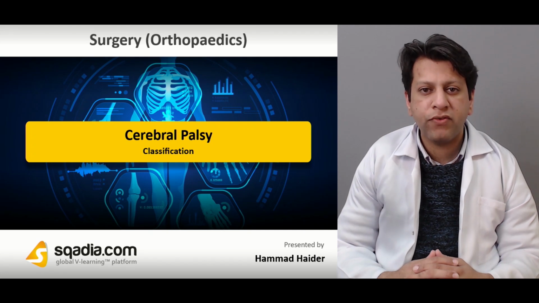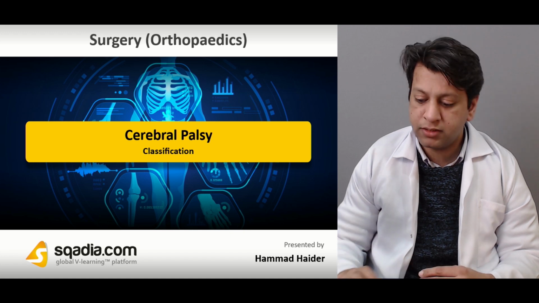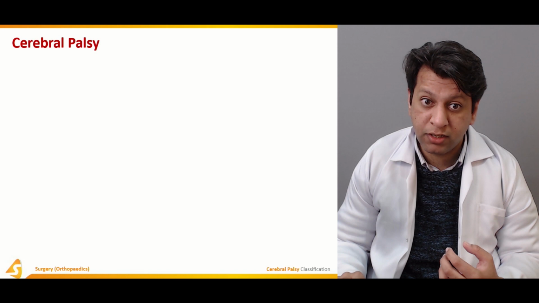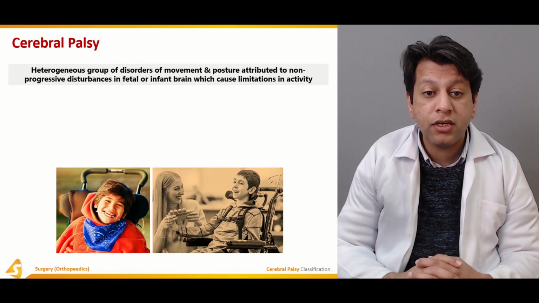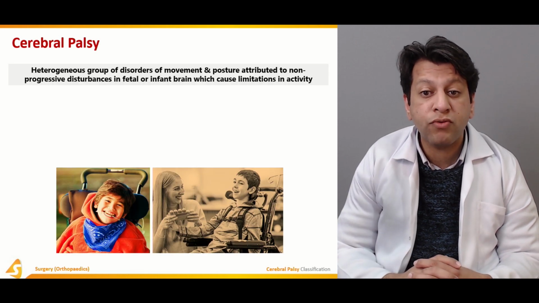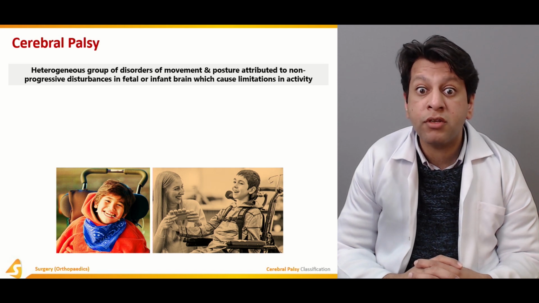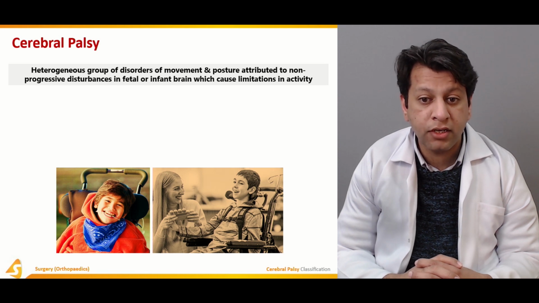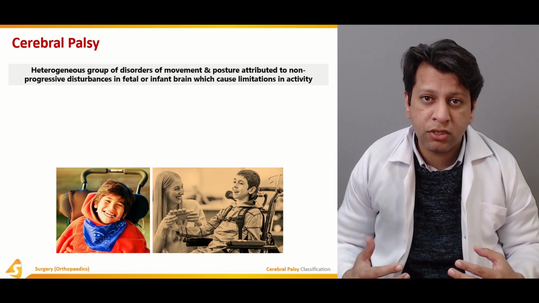Now, moving on to our first section, we'll briefly go through the classification of cerebral palsy. Before we move on to classification, what is cerebral palsy? By definition, it is a heterogeneous group of disorders of movement and posture attributed to non-progressive disturbances in the fetal and infant brain, which causes activity limitation. So actually, it's a motor disturbance.